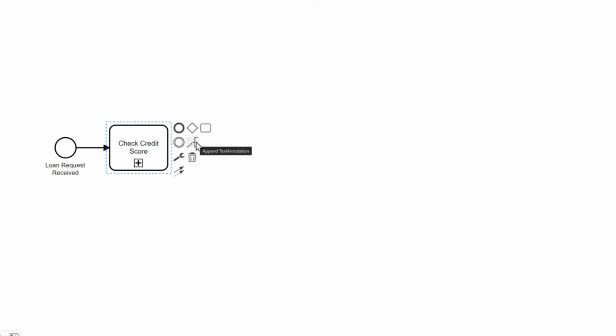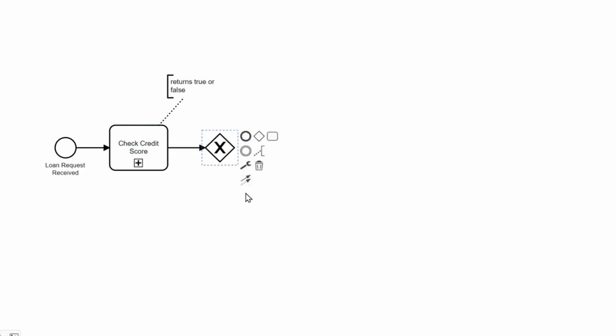Let's assume the process of checking the credit score returns a value that might be true or false. True when the credit score is positive and false for the alternative. With an XOR gateway, here illustrated with an X in the diamond symbol, we now want to check if the returned credit score is positive or not. If the credit score is positive, then we accept the loan.